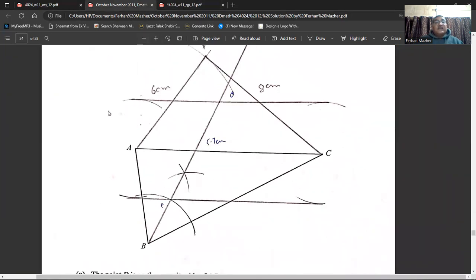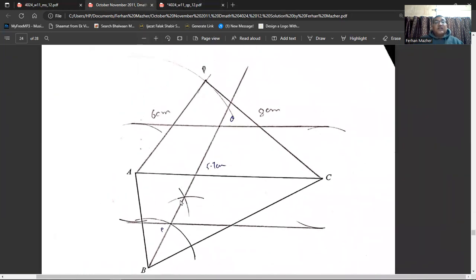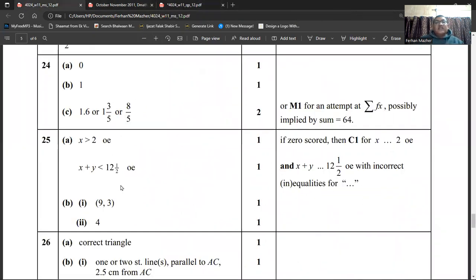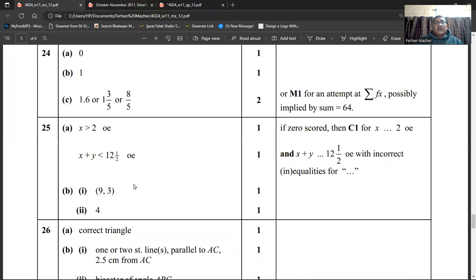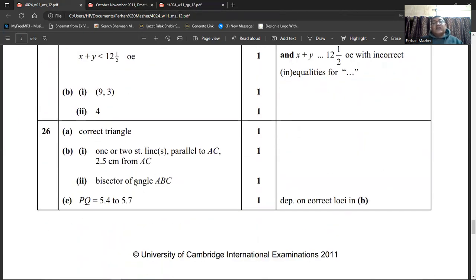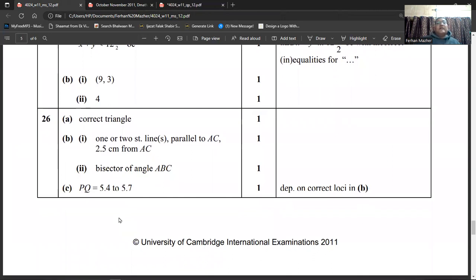So this is that diagram. This distance with the help of the scale measure it will be 5 point. So our answers might be a little different from the answer given in the marking scheme. The reason is because a few of the lines were already drawn, and when we photocopy, the diagram shrinks a little bit. That's why our answers might be a little different.